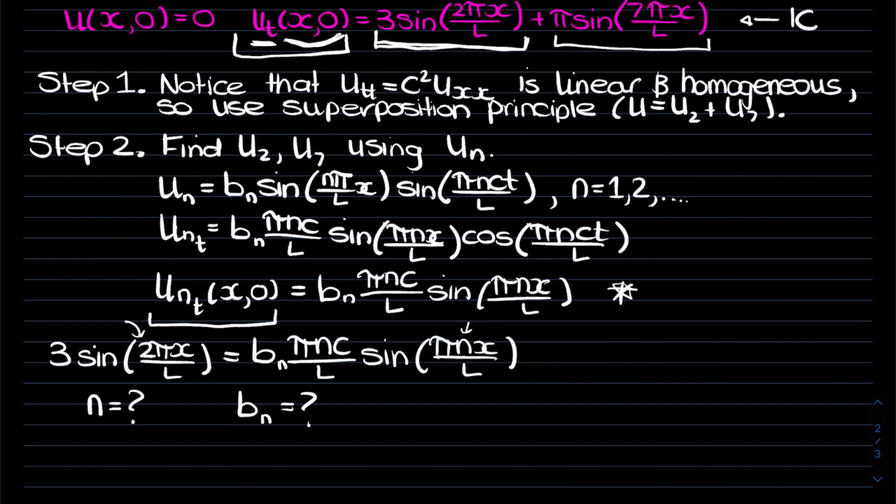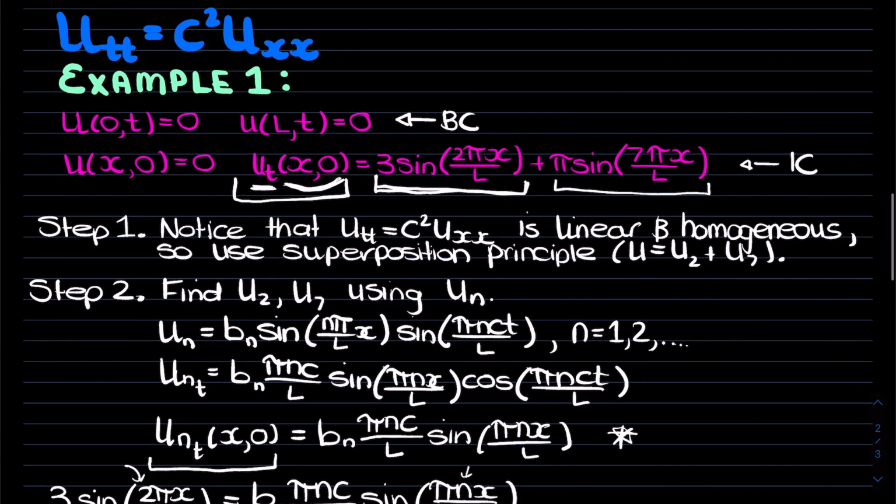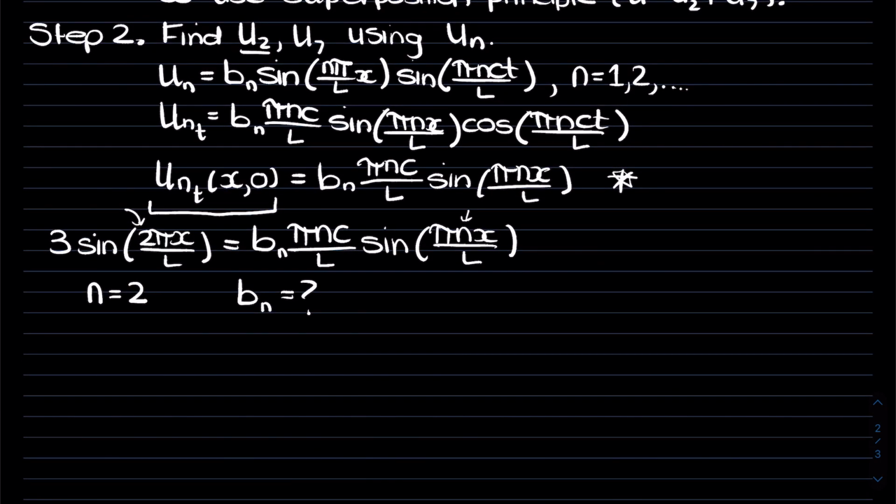So we know that n should be 2, and that's why I wrote up here u_2, because I could already see that. So n equals 2, and then to find our b_n, we just solve for b_n, so it's pretty straightforward.